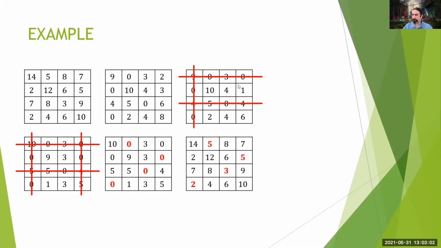1 is the minimum value. So I will take this one and subtract it from everything that is not crossed over. Okay, so 10, 4, 2, 4, 6, and 1. Subtract 1 from all of them. 9, 3, 0, 1, 3, 5.